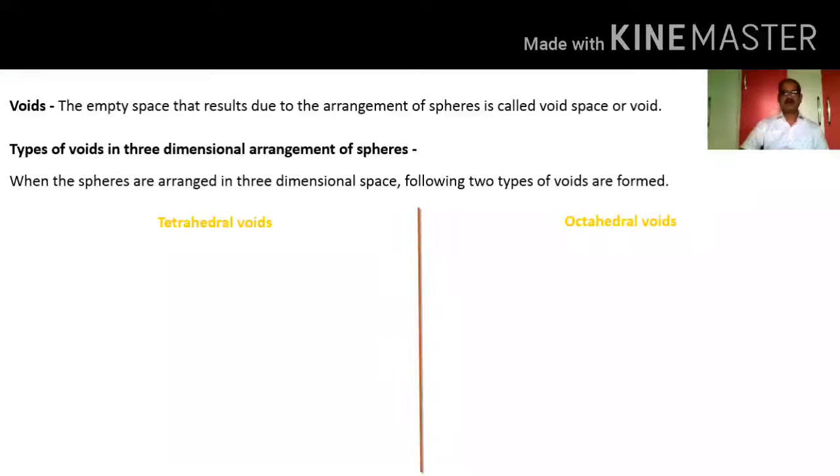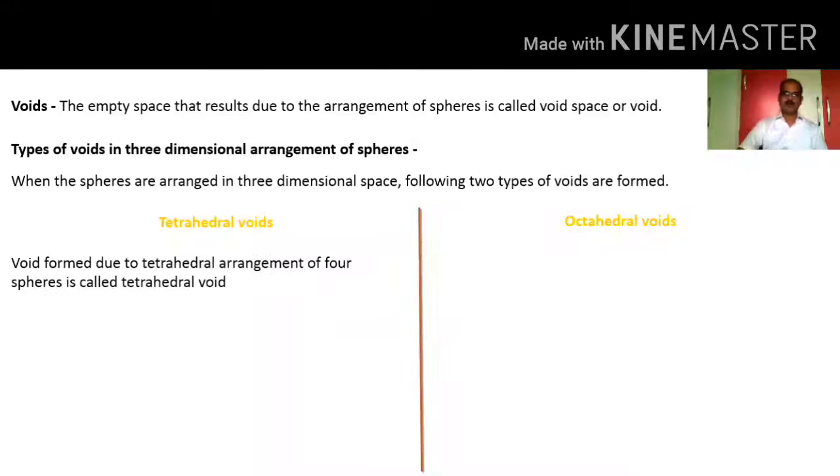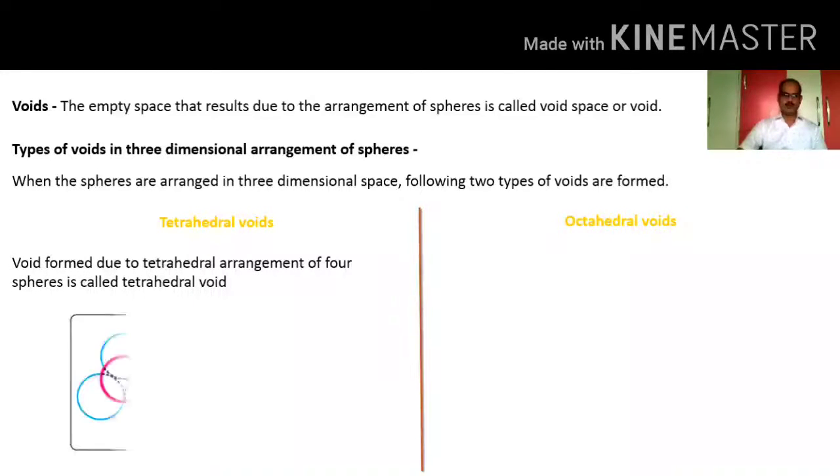Now what do you mean by a tetrahedral void? Suppose there are four spheres. They need not be of the same layer. They will be of different layers. If they are arranged in a tetrahedral fashion, then that void is known as tetrahedral void. So the void formed due to tetrahedral arrangement of four spheres is called tetrahedral void.